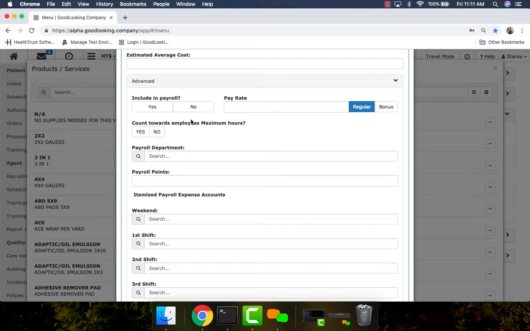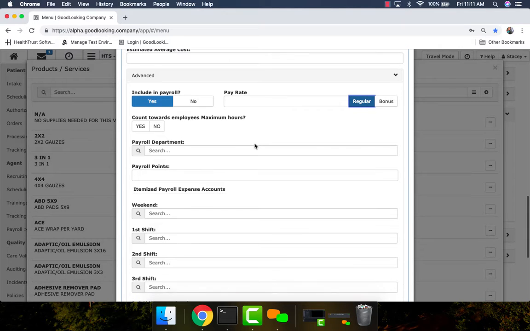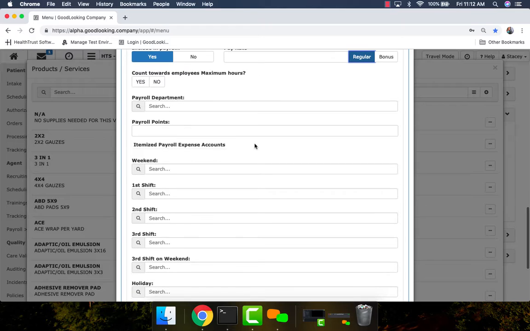For instance, you may not want to pay employees to attend a meeting or an interview, but you probably do want to pay them for skilled nursing visits. You can set up the default pay rate here, whether that's just their regular pay, or if it's a bonus that gets paid on top of what they normally get paid. You can kind of control that here. You also have the capability of controlling pay rates at the individual employee level.